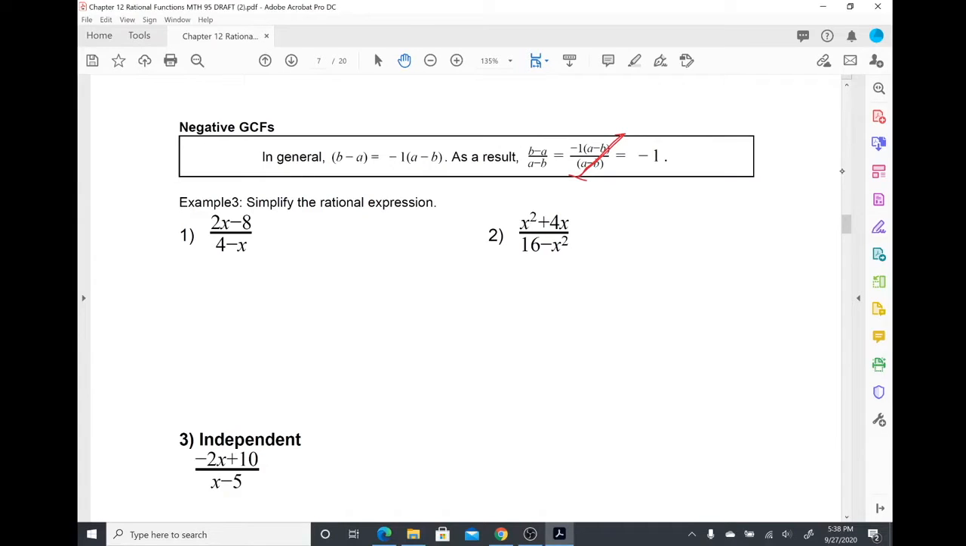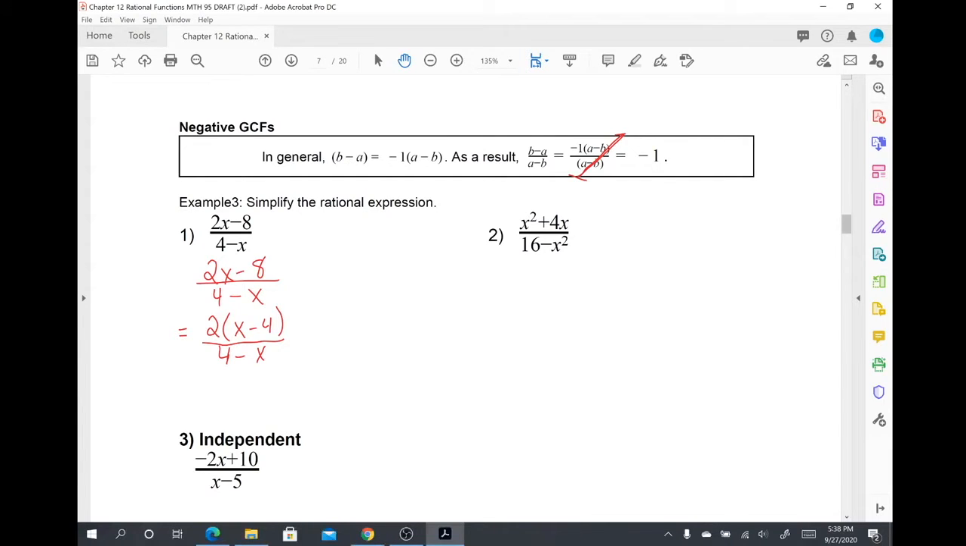So for instance, let's look at number 1. I'm going to start by writing the question down, 2x minus 8 over 4 minus x. And then let's go ahead and factor the numerator. Now we're seeing that there's an x and a 4 in the numerator and the denominator, but they don't exactly look the same. So what we're going to do is take the denominator and factor a negative 1 out.